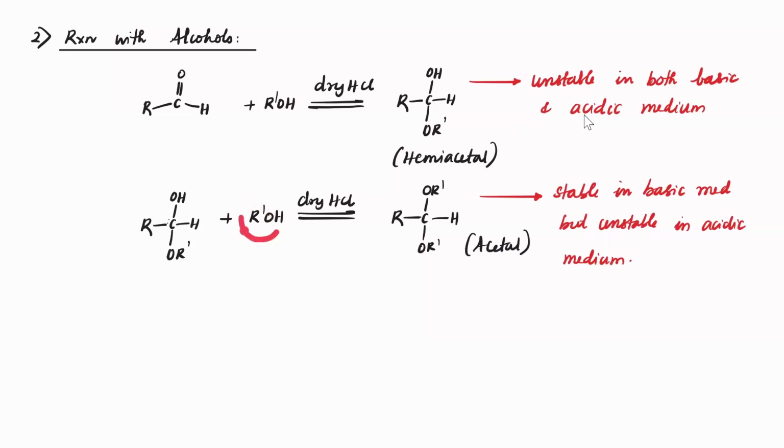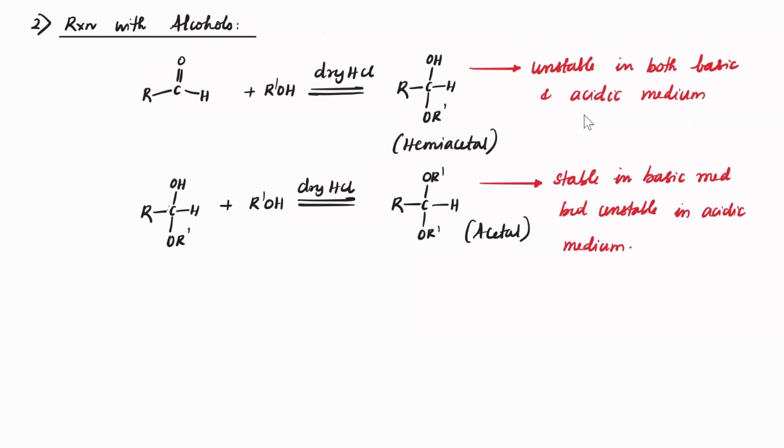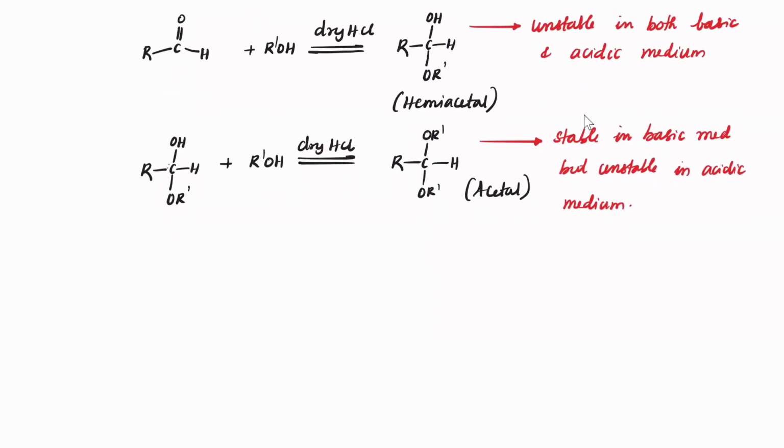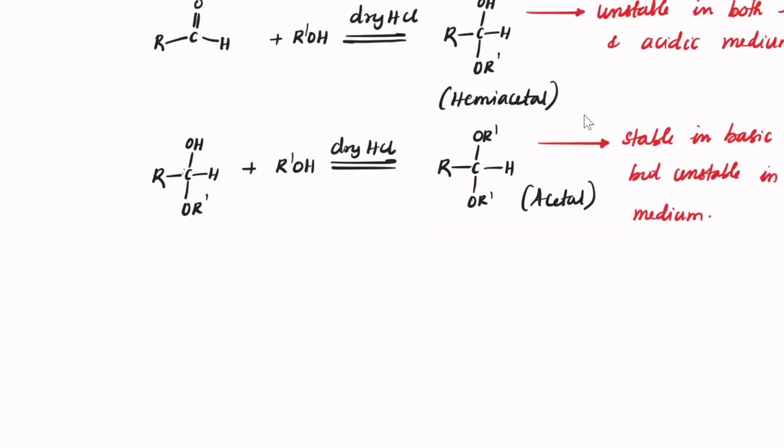Why? If you continue to react the hemiacetal with an excess amount of alcohol, it will start forming something called an acetal. And this acetal, although it is unstable in acidic medium, is quite stable in basic medium. This is quite stable in basic medium. Fundamentally, this is what we will look into, that being a more stable form. This is what we will look into and make the reaction happen properly. Check what and how the reaction is happening. Let's see the mechanism.